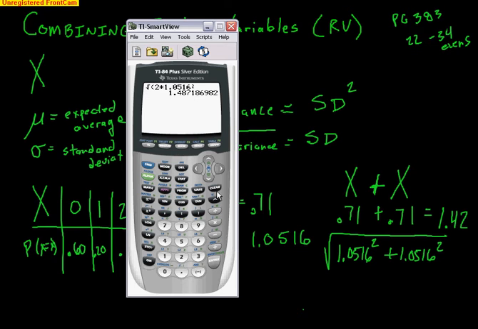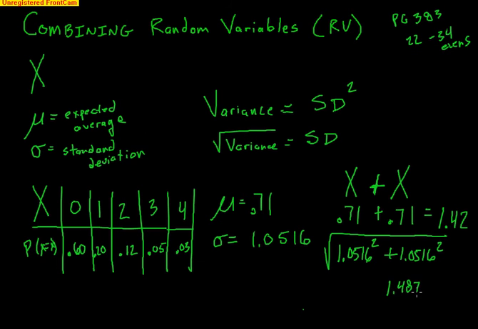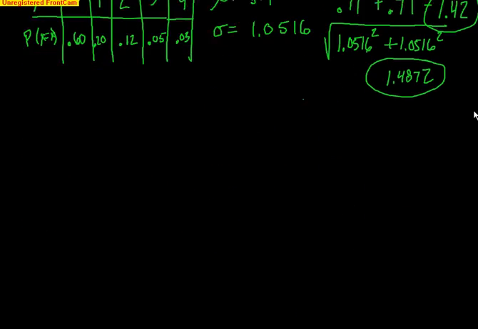So I get 1.4872. What that tells me is over the course of 2 months, I expect 1.42 breaks with a standard deviation of 1.4872. Pretty easy. Other than that, standard deviation is a little bit different. Hopefully that makes sense to you. So you cannot add standard deviation. You have to add the variance.